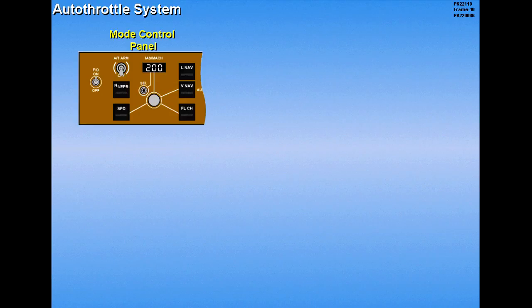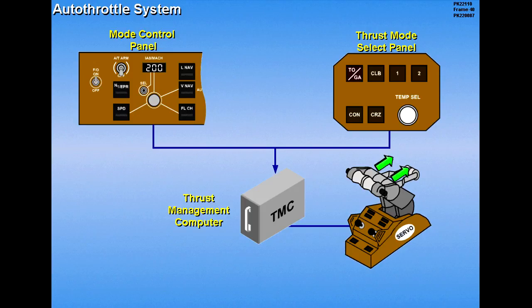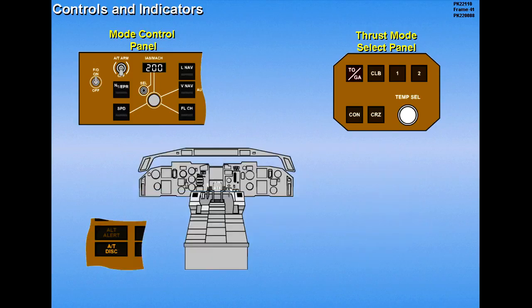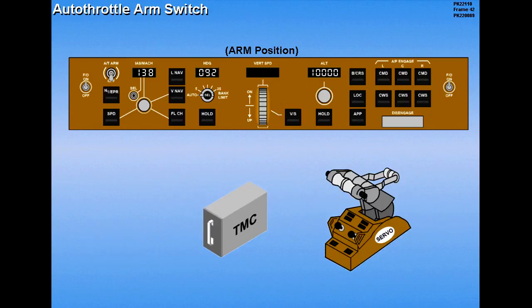The autothrottle system includes a portion of the mode control panel, a thrust mode select panel, and a thrust management computer. The thrust management computer commands a servo motor that moves both throttles at the same time. Controls and indicators are located on the glare shield, center instrument panel, and throttles, which contain autothrottle disconnect switches and a go-around switch. Autothrottle engagement is initiated with a 2-position autothrottle arm switch.